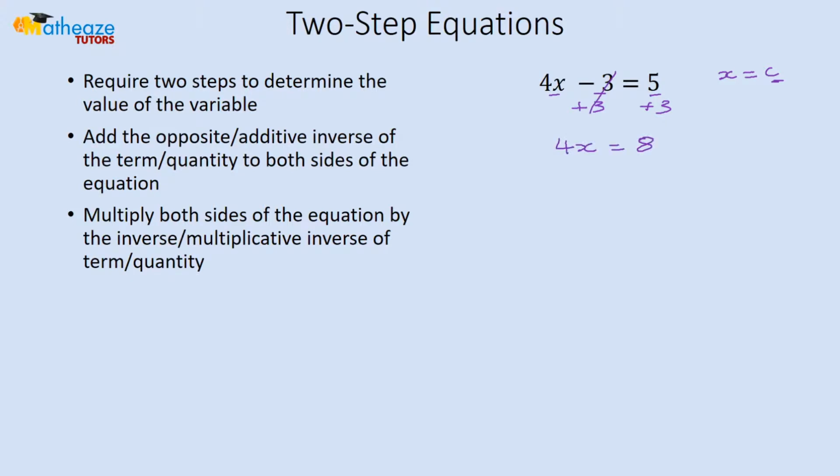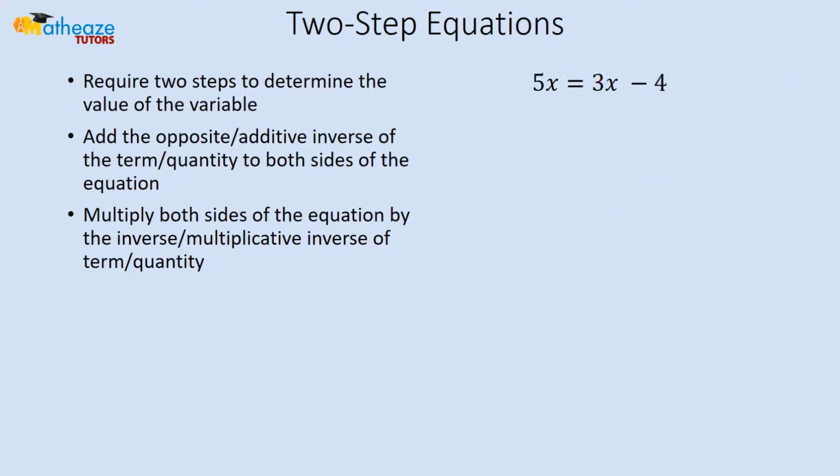Next thing we want to do is apply the multiplicative inverse, or the inverse of the coefficient of x. Quick reminder, the coefficient is the value on the left-hand side of x. So we're going to divide by 4, and then we're going to divide this by 4. So x equal to 2.